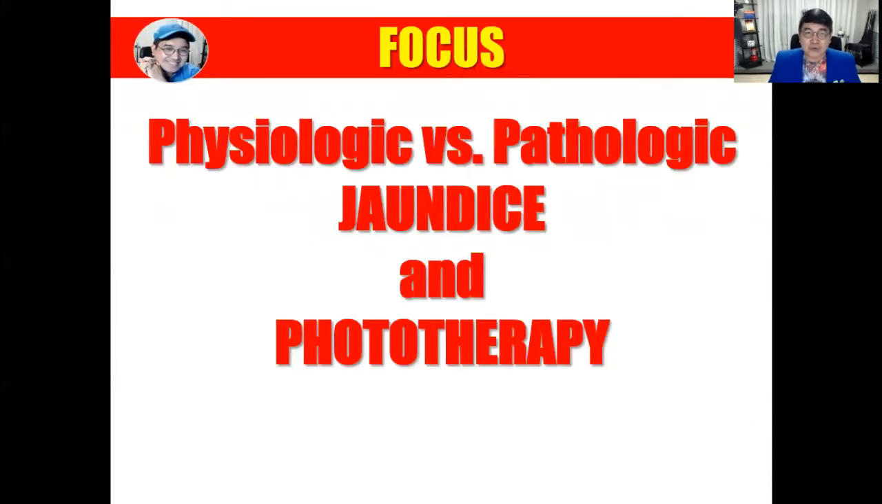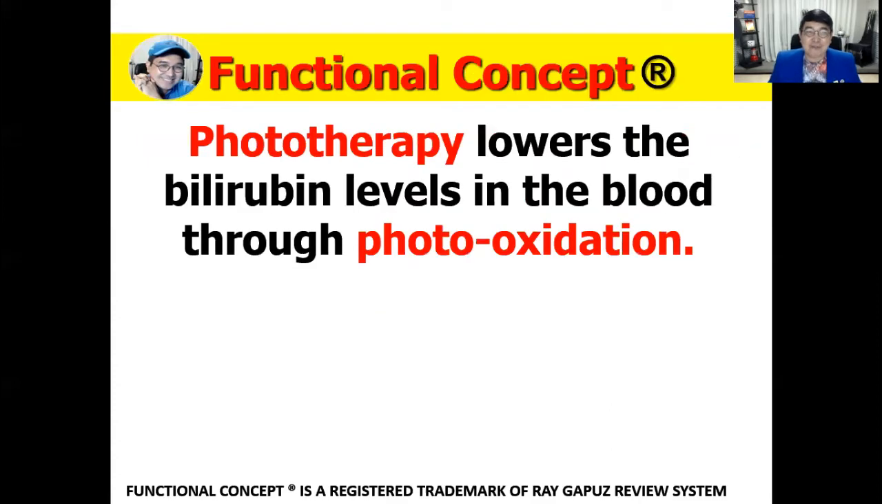Today, we're going to focus on physiologic versus pathologic jaundice and the use of phototherapy. So let's begin. Phototherapy lowers the bilirubin levels in the blood through the photooxidation process, which facilitates the conversion of your indirect bilirubin to direct bilirubin, which becomes more absorbable in the body.